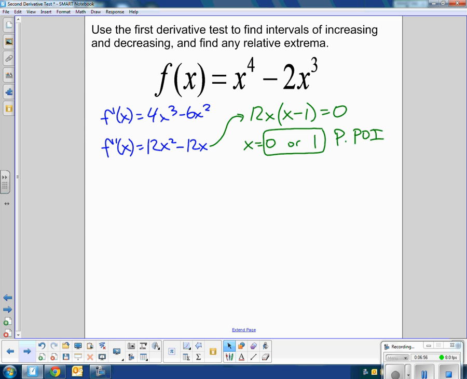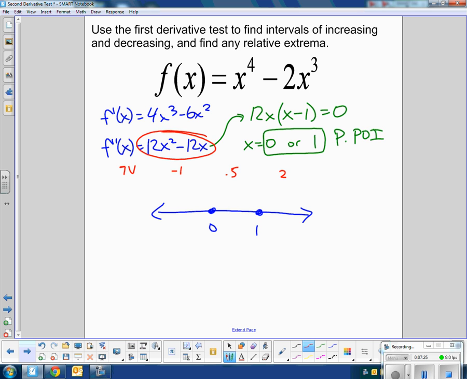So if we were to look at this, draw your number line, put your possible points of inflection on here, 0 and 1. We're going to pick our TVs, our test values. Negative 1 is a good one. Now in here I'm going to have to pick a value like 0.5, a fraction between 0 and 1. And then I can pick a 2. And remember, where we're plugging it in is to our second derivative.